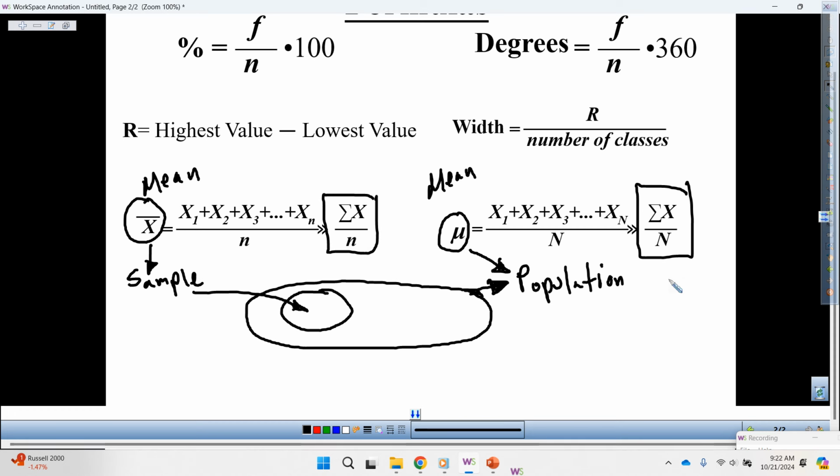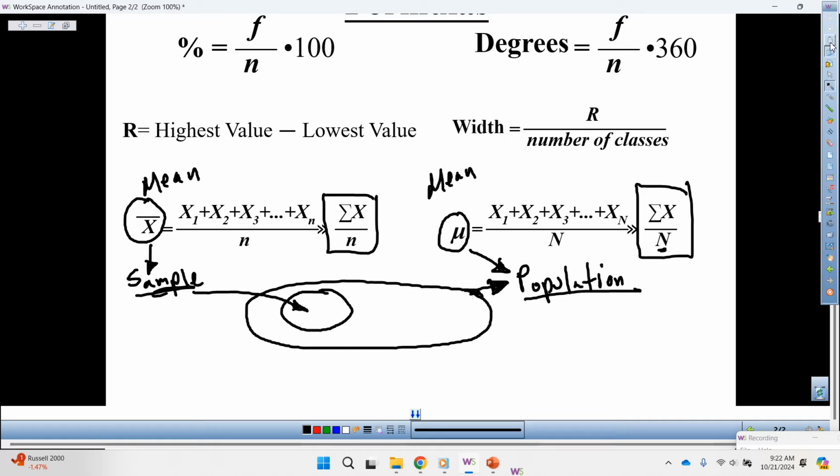What's the only difference? Yeah, capital means what? Population. And lowercase means what? Sample. Pretty straightforward, yeah? All right. All right, let's move on.